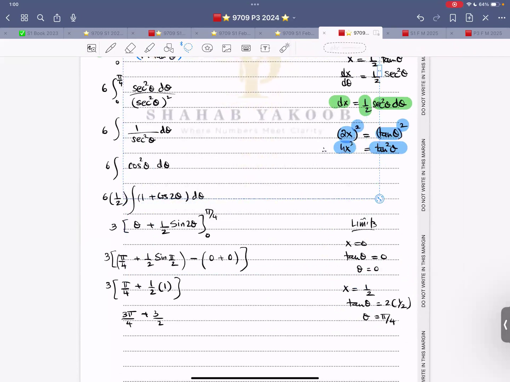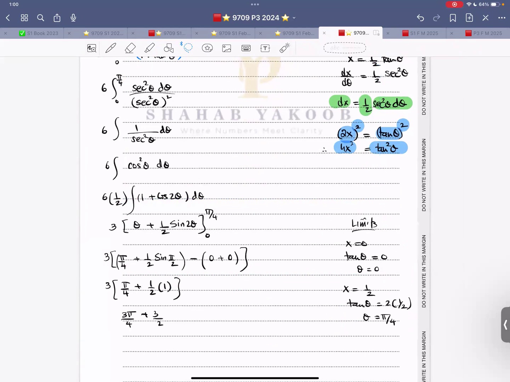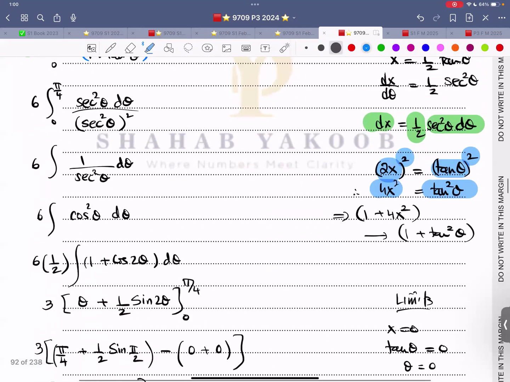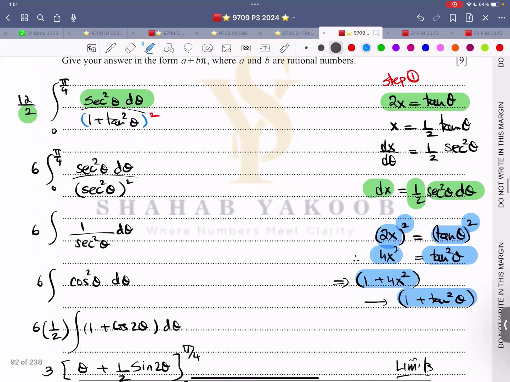And let me put it over here. So therefore, 1 plus 4x square actually becomes 1 plus tan square theta. So now focus on the blue thing. That is 1 plus 4x square is 1 plus tan square theta. So that is right over here. That is 1 plus tan square theta. Got the idea? Denominator is already taken care of.